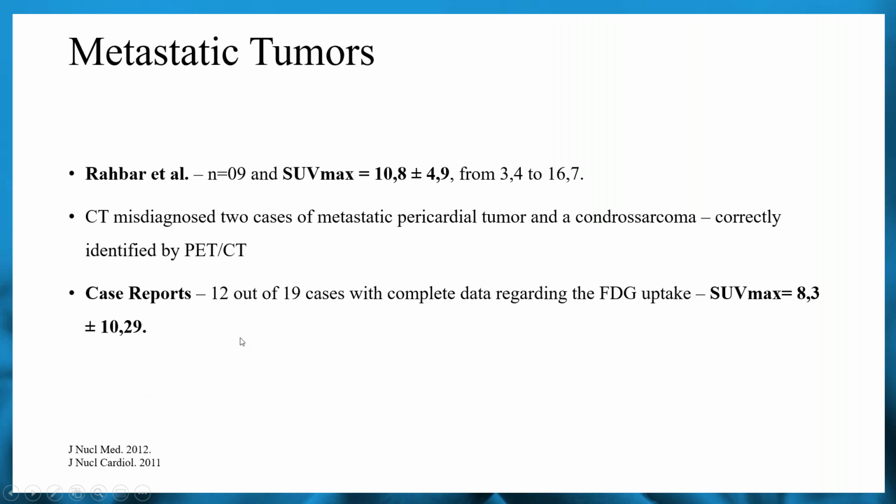Among the case reports, only 12 out of 19 cases of metastatic tumors presented complete data regarding the FDG uptake, and the mean SUVmax of those tumors was 8.3, with a big standard deviation of 10.3, also showing this variability in the uptake among the metastatic tumors.